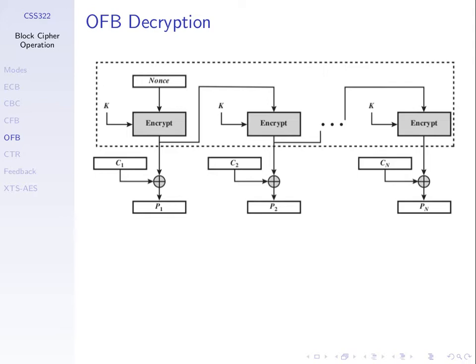And in output feedback mode, it doesn't. That is, if there's an error in C1, we will get the wrong plain text here, but it will not affect the next stage. And we should get the right plain text in the next stage.